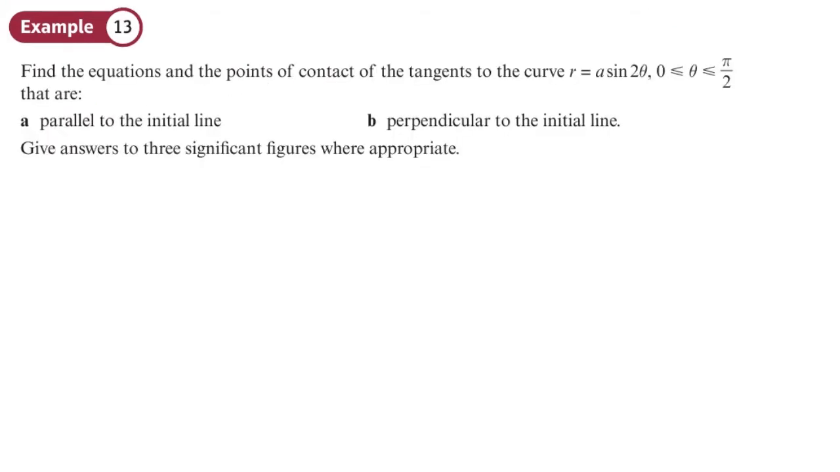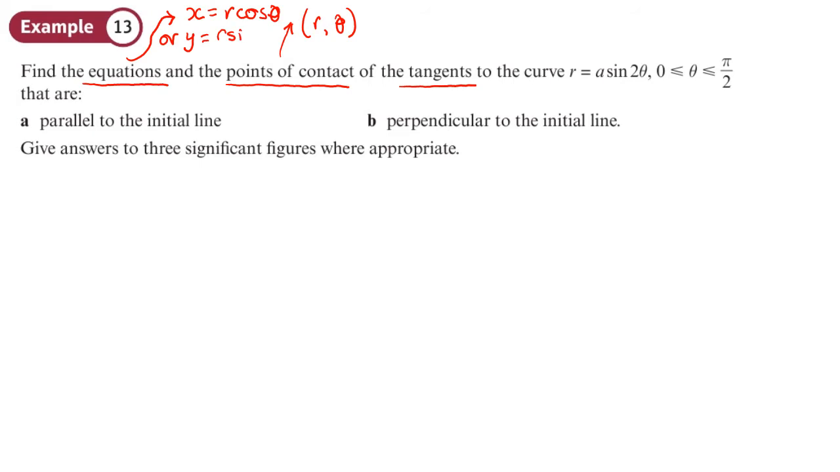Okay, so in this example we need to find the equations of the tangents at the points of contact. So let's just go through this. The points of contact are going to be polar coordinates like this. If we want to find the equations of these tangents, then we'll use x equals r cos theta, or y equals r sine theta, and then we could rearrange those to make r the subject.